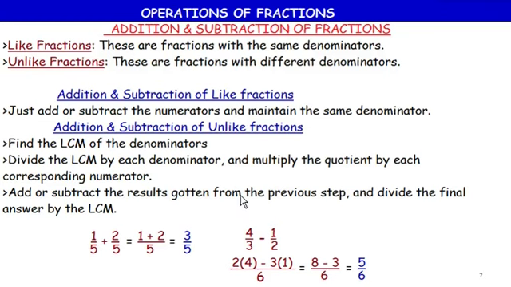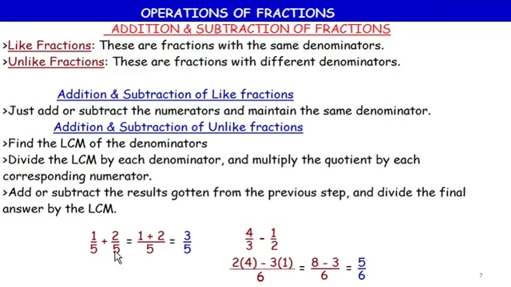But before we look at how to add and subtract fractions, let's take a look at two categories of fractions. When you have a group of fractions, we can classify them into two different categories. So we have what we call like fractions and unlike fractions. Now, like fractions are two or more fractions which have the same denominator.